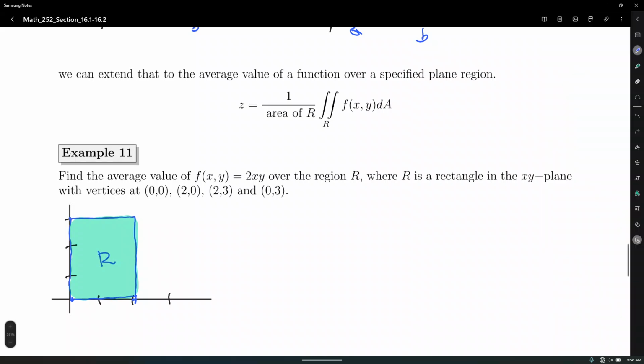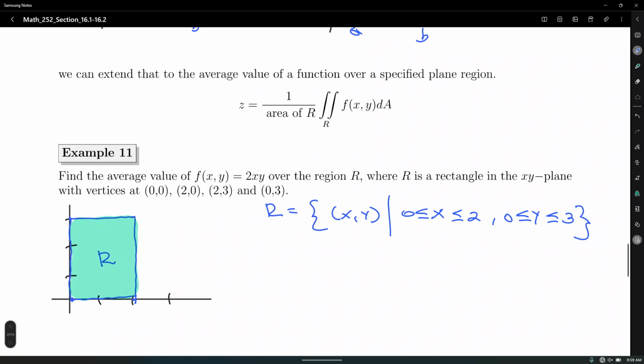So, number one, our domain of integration, R, is described by this set: all the ordered pairs (x, y) such that x is varying between 0 and 2, and y is varying between 0 and 3. Don't forget to close this set.